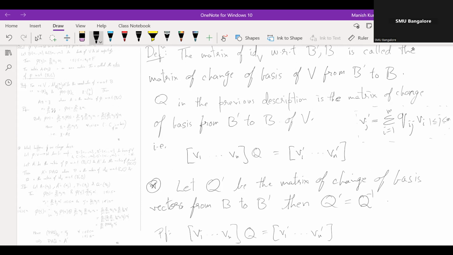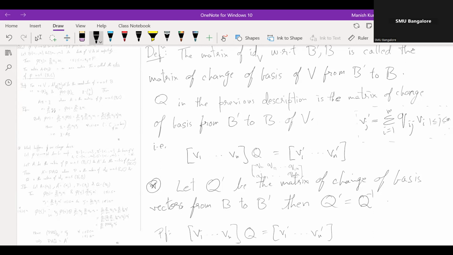Is this okay? You know what I'm trying to say, yeah? You replace Q by this matrix. So you replace this by Q11, Q12, and so on, Q1n, and so on, Qn1 to Qnn, and do this multiplication, then you'll get precisely this formula, okay? That Vj prime, the jth entry is going to be this thing, okay? So that is what I'm trying to say.